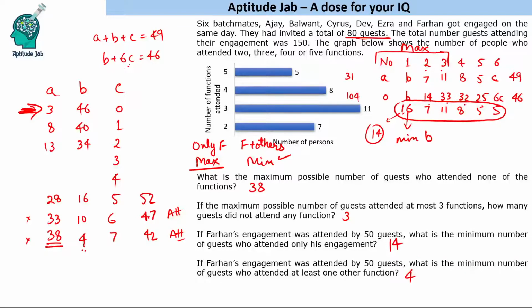So there will be nobody attending all 6 functions, right? These 4 people could be attending 2 functions, they could be among 3 functions or any other category, but they will not attend only Farhan's. The remaining 46 will attend only Farhan's. So that is the solution to the set and the answers to the question. It is based on maxima and minima, a good concept wherein you have to think how to maximize and minimize different regions.